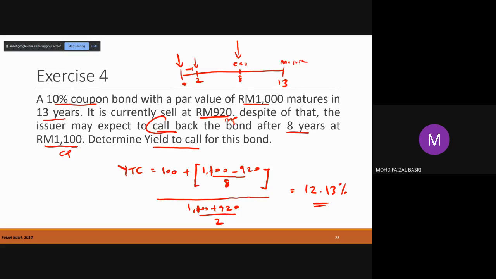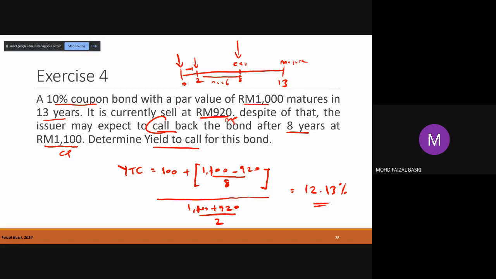And for your call, originally it's 8, as we did here, but since it was issued 2 years ago, your call will also change. Your NC, or your N for call, will be left with only 6 years, right? So from the second year until the 8th year, there are only 6 years left. So obviously you will change your formula inside.